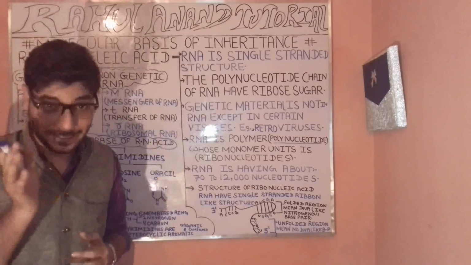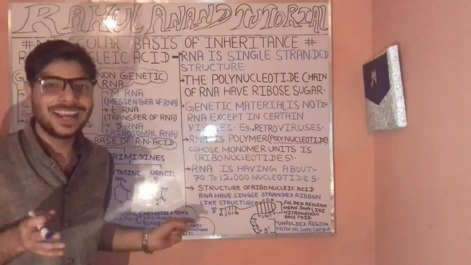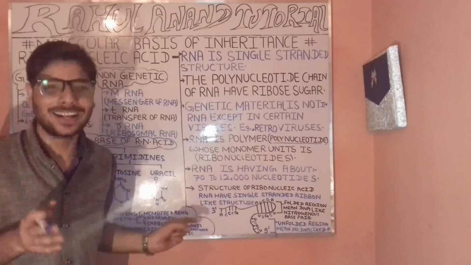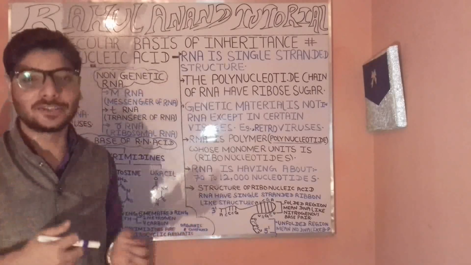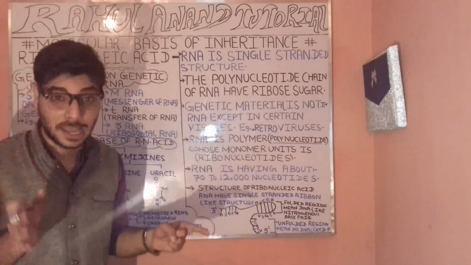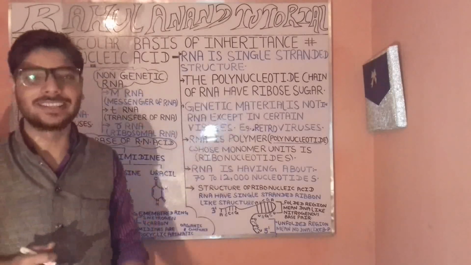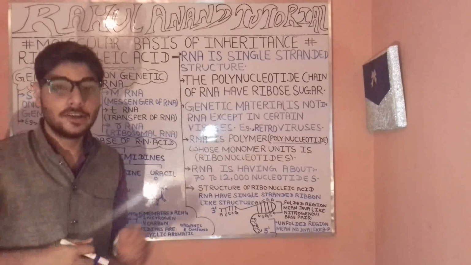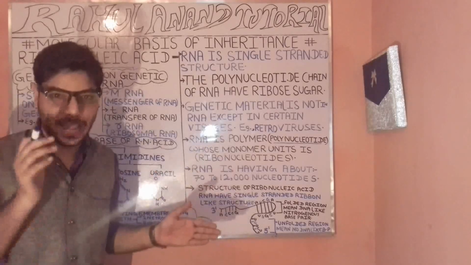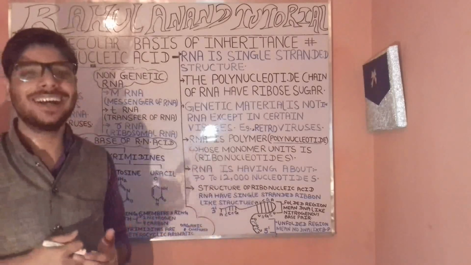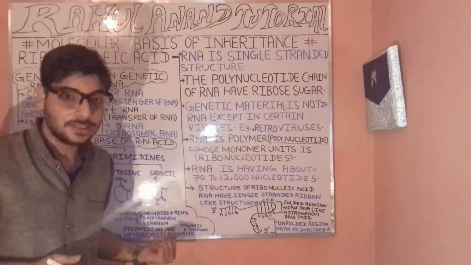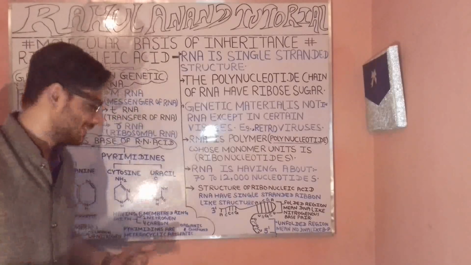Now let's understand about the nitrogenous bases of the ribose nucleic acid. Remember, in the case of the DNA we have adenine, guanine, cytosine as well as thymine. But when we compare the case of the ribose nucleic acid, we will be having adenine, guanine, cytosine as well as uracil. Finally.